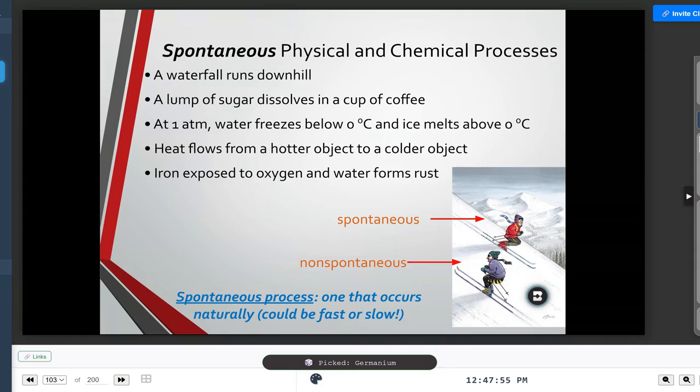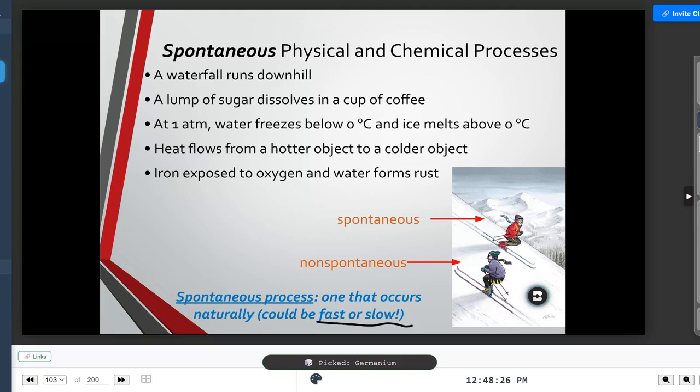Waterfalls going downhill. A lump of sugar dissolves in a hot cup of coffee. Ice is freezing below 0 Celsius and melting above 0 Celsius. Heat is going from hotter objects, or objects with higher temperature, to objects of lower temperature, right? Iron is going to slowly rust over time if it's in the presence of oxygen and water. Remember that these spontaneous processes could be fast or they could be slow. Iron is not going to rust very quickly, right? It's going to be a slow process, but it's still spontaneous.